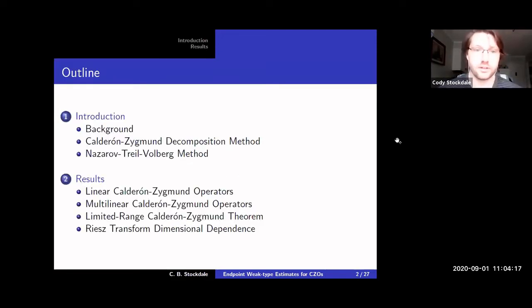So the plan is this. First, we're going to talk about some background just to get on the same page and talk about the main motivating theorem. Then we're going to talk about two methods to prove this theorem. And then we're going to talk about some results that ideas motivated by these methods were used to get at.